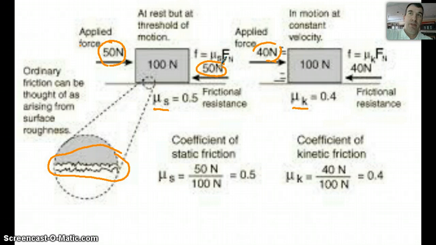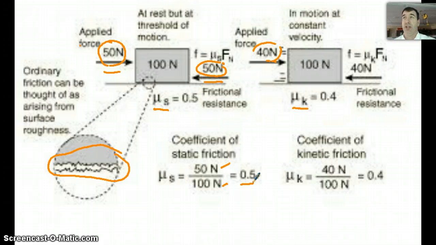So if I'm applying 50 newtons worth of force, and it's not moving, the frictional force must also be 50 newtons. And we can also solve for the static coefficient of friction if we simply take the frictional force and divide by the normal force of the object, which in this particular case happens to be the weight as well. We end up getting 0.5 for the coefficient.